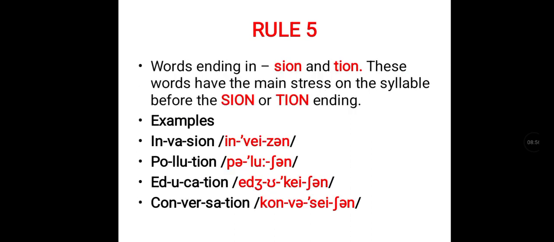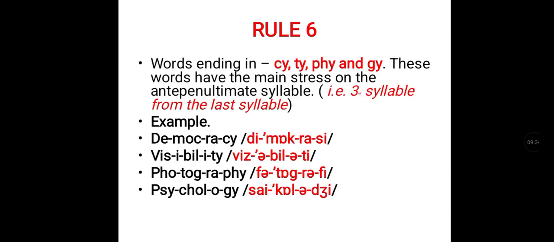Rule number 5. Words ending in SION and TION. These words have the main stress on the syllable before the SION or TION ending. Examples include the following. We have words like invasion, pollution, education, conversation. So you can see where the stress falls, that has been indicated by the apostrophe on the transcribed aspect of the word.